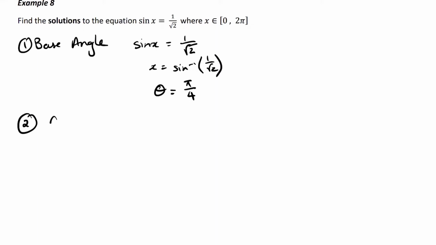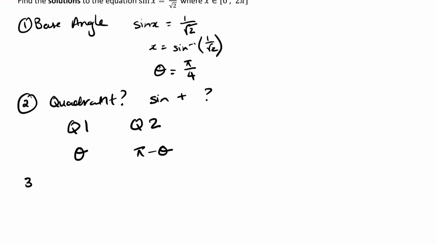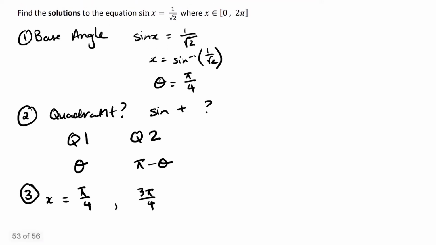The next thing I can see is that 1 on root 2 is positive. So in which quadrant is sine positive? Well, that's in quadrant 1 and in quadrant 2. So quadrant 1 rule is theta, and quadrant 2 is pi minus theta. So then for step 3, all we have to do is go ahead and apply this idea. So in quadrant 1, the angle will be pi on 4, and then in quadrant 2, it'll be pi minus pi on 4. So that'll be 3 pi on 4. So these are the values of x. This is what it's going to equal.